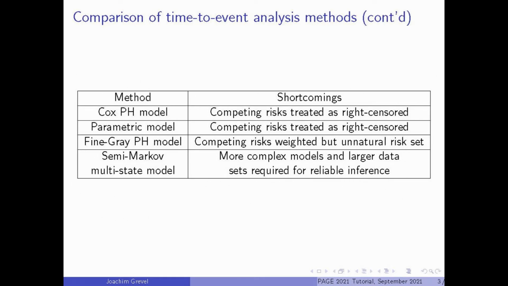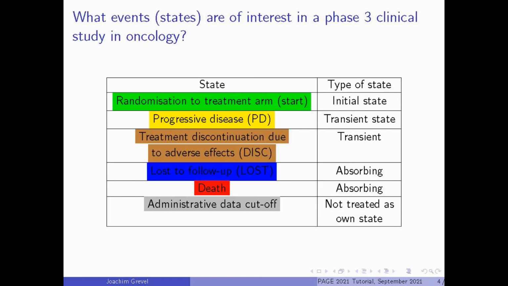Each of the methods to do time-to-event analysis has its shortcomings. The Cox proportional hazard model, as well as its parametric version, both are treating competing risks as right-censored events. The Fine-Gray proportional hazard model is creating an unnatural risk set when absorbing states are in the competing risks. The semi-Markov multi-state model builds far more complex models and requires larger data sets.